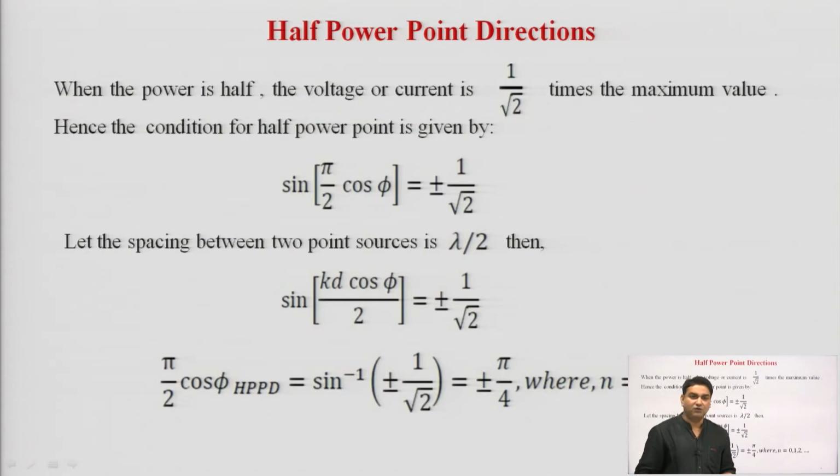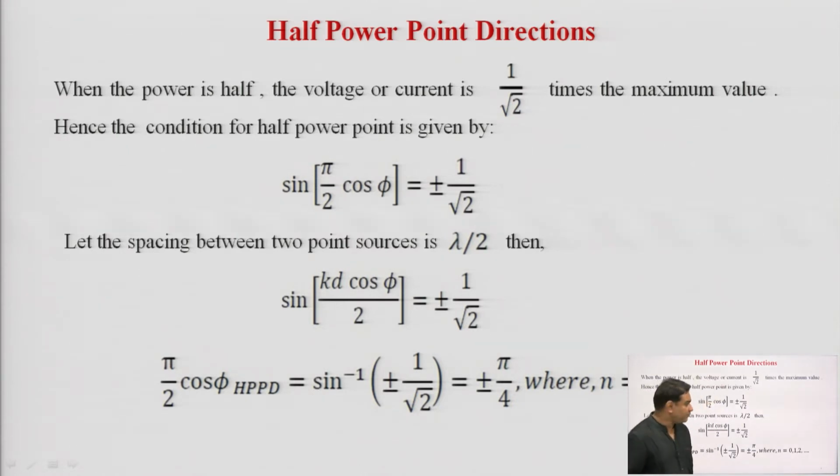Now, we calculate the half power point directions. What are the half power point directions? Half power point directions are those directions where the power becomes half, and when the power becomes half, the electric field strength or field pattern becomes 1 by root 2 times. This means if the radiation pattern is bidirectional, then the half power points can be calculated by using the value of half field strength as plus minus 1 by root 2.